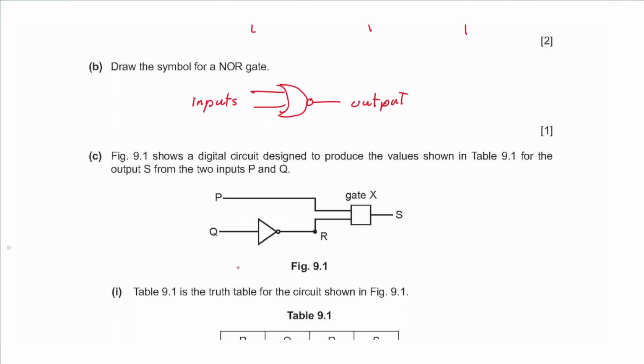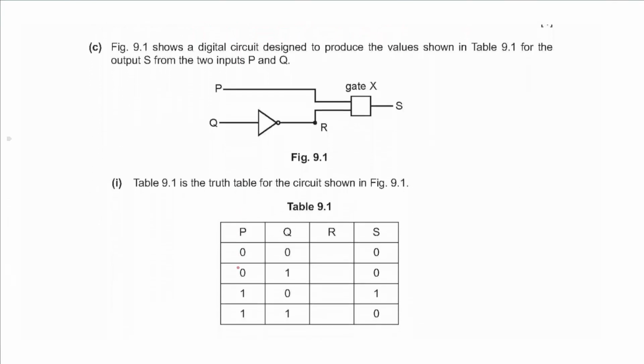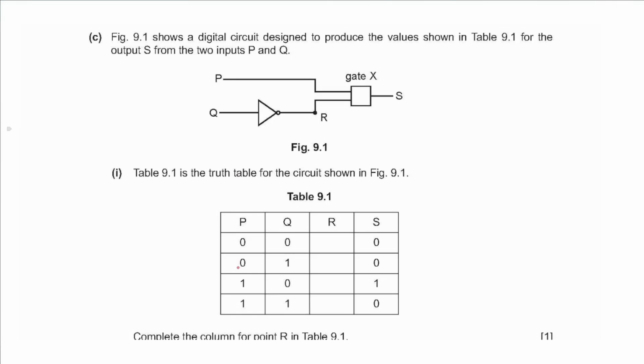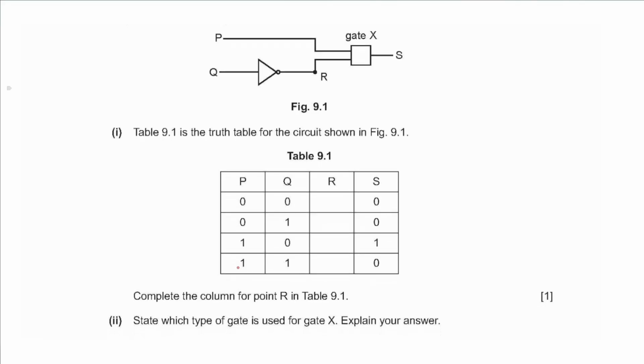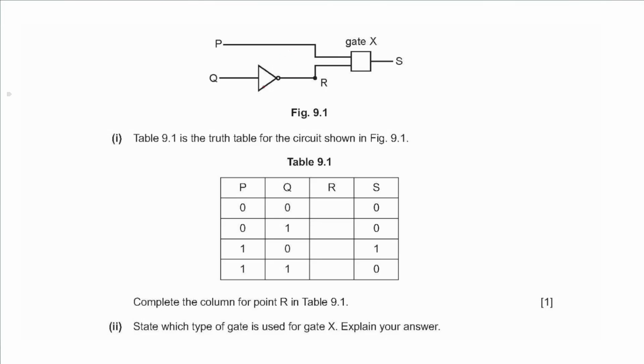Part C says figure 9.1 shows a digital circuit designed to produce the values shown in table 9.1 for the output S from the two inputs P and Q. Table 9.1 is the truth table for the circuit shown in figure 9.1. Complete the column for the point R in the table, which is the output from a NOT gate from input Q. So it reverses the input Q. So 0 will be 1, 1 will be 0.